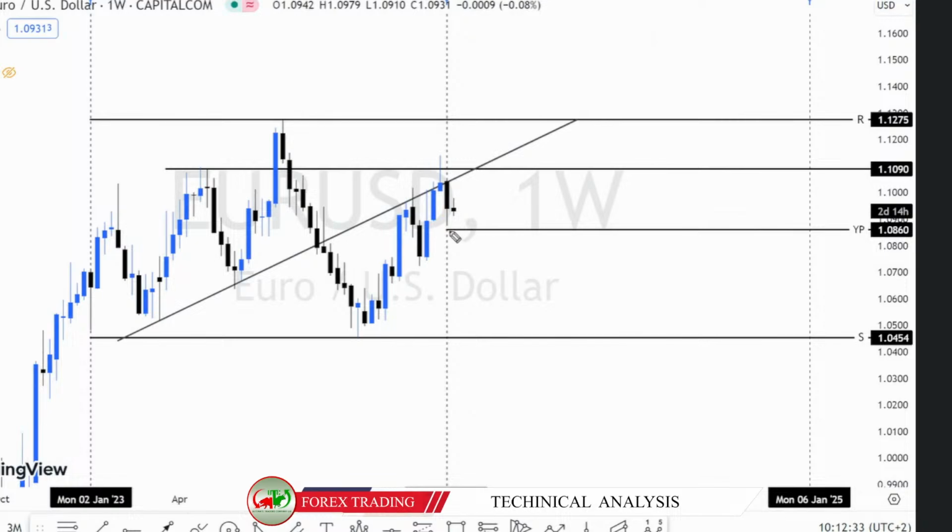Unfortunately, we are still above the yearly pivot, which is around 1.086. So if we could get a candle which closes below this yearly pivot, this will indicate that Euro USD is going to continue to make a new impulsive move, and this will be a lower high, and it will indicate a possible reversal of this consolidation which happened during 2024.